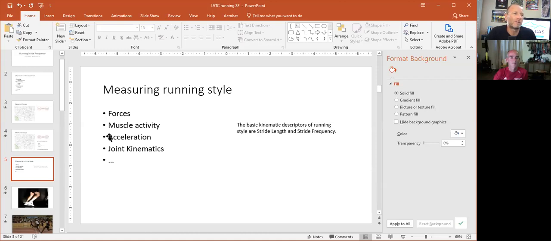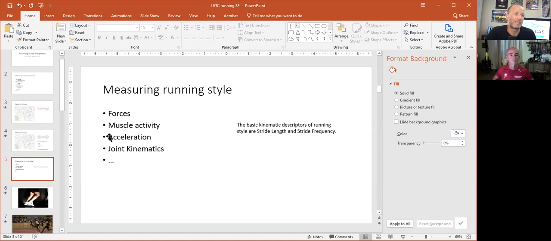And we do a lot of kinematics, joint kinematics, like how much the knee flexes or extends or how fast it extends. But then we also put accelerometers on different parts of the body. I've done a lot of that work, and that's been a neat area and has led to some other work that we're doing right now with bike vibration. So it's pretty similar work.